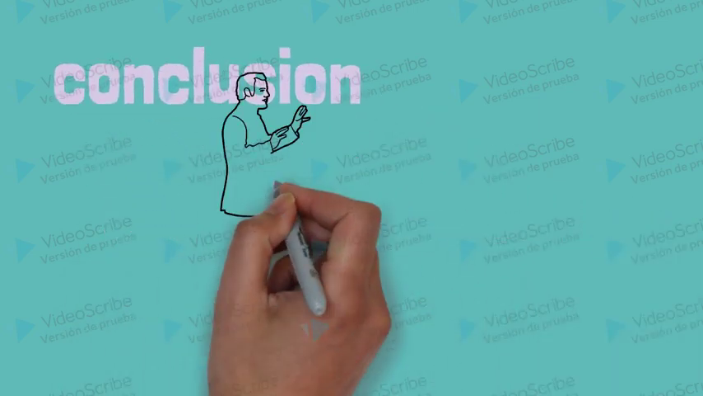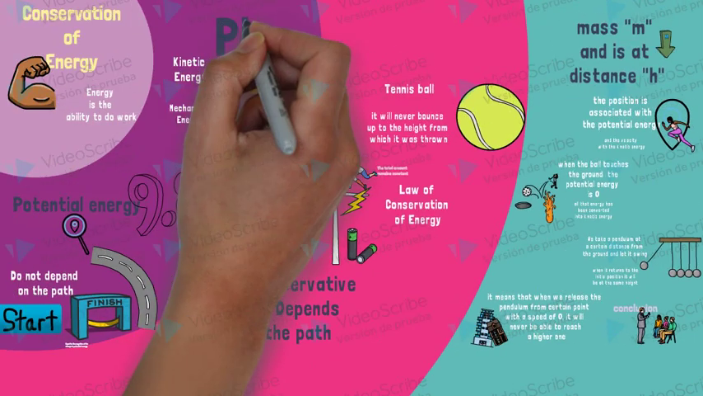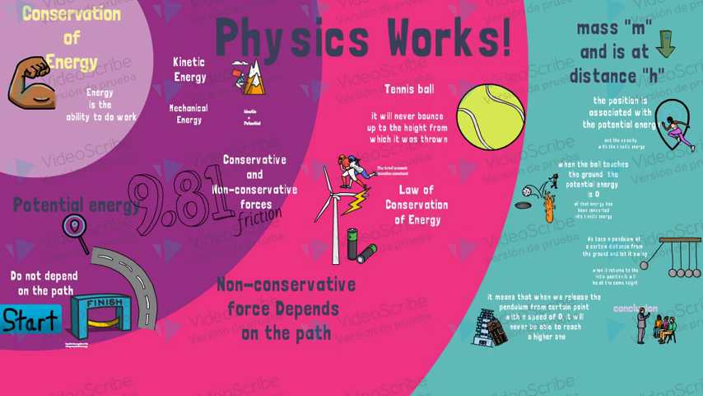In conclusion, thanks to physics, very important logical arguments can be obtained that explain why things are and how, as Walter Lewin says, physics works.